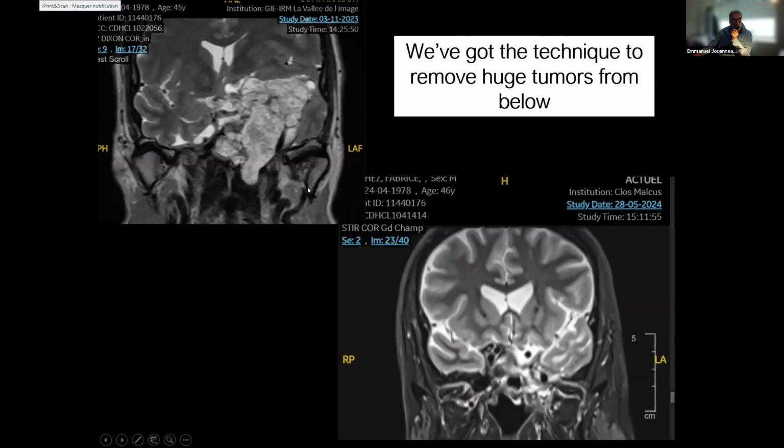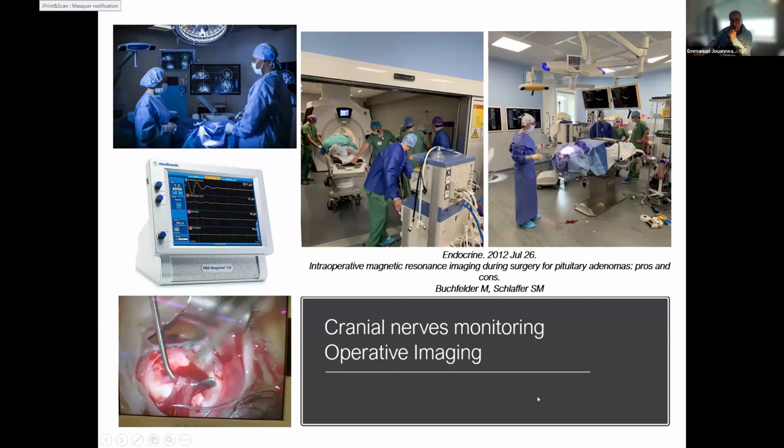So there is some indication, like in this case, a huge tumor invading the parasellar space, and we remove as much as possible coming from below. It was not a pituitary adenoma, it was a chondrosarcoma, that was the result after the endonasal route. So there is still indication to operate inside the cavernous sinus, depending on the tumor.